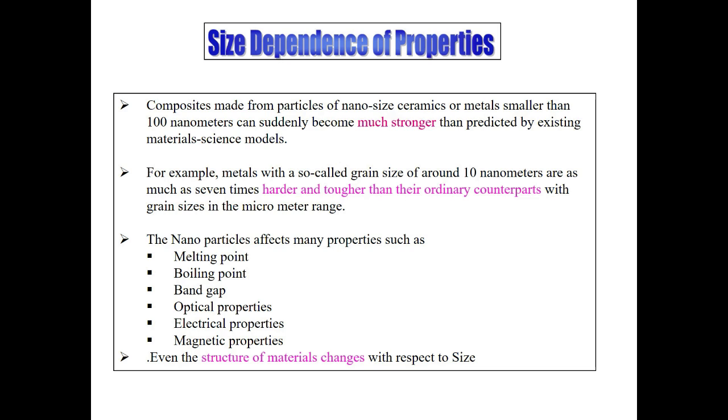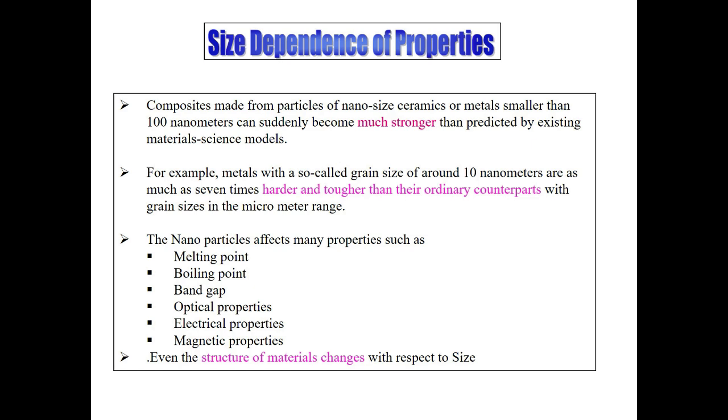So composites made from particles of nano-sized ceramics or metals smaller than 100 nanometers can suddenly become much stronger than predicted by existing material. So when a material is converted into nano size, that material becomes a very strong one. Just say for example, when gold is converted into the nano form, that solid is converted into a liquid.